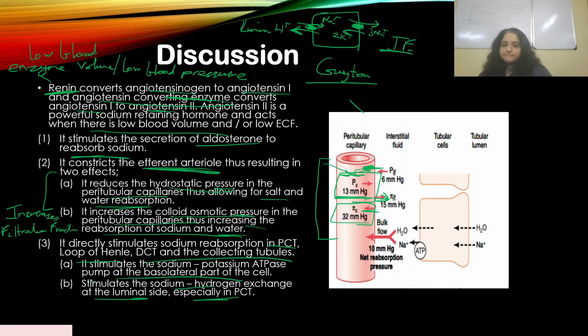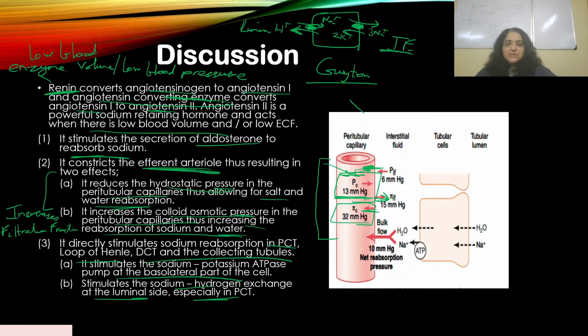So, I have explained the functions of angiotensin 2. It stimulates aldosterone, it constricts the efferent arteriole, and it directly acts on these tubules, the parts of the nephron.